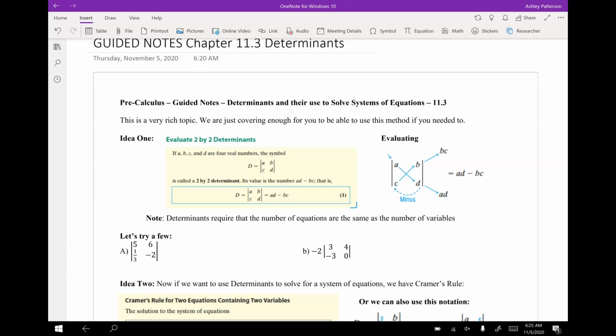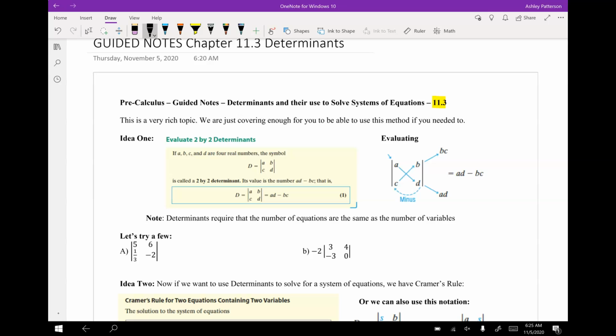It's leading us into a process called Cramer's rule. But in order for us to understand what that is, we need to understand determinants. Thus, before I forget, this is chapter 11.3 in your book if you'd like to refer back.